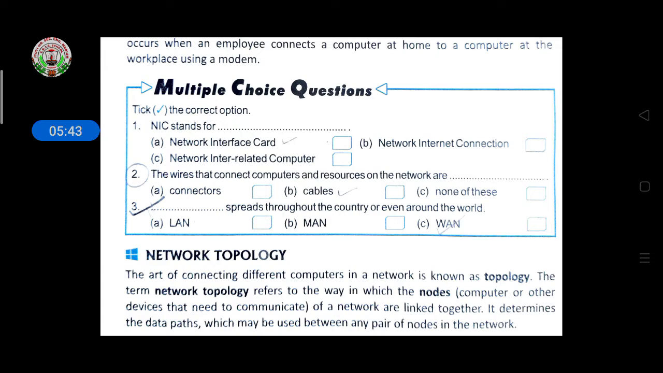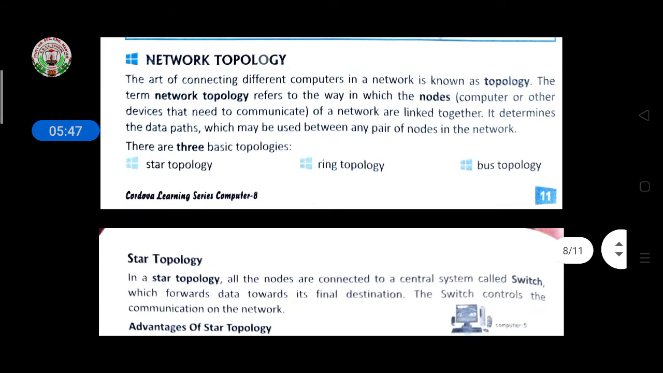Then WAN spreads throughout the country or even around the world. The next one is network topology. Network topology means the art of connecting different computers in a network is known as topology. It means you are connecting the computers with the network. So some different types of connecting art are mentioned here.